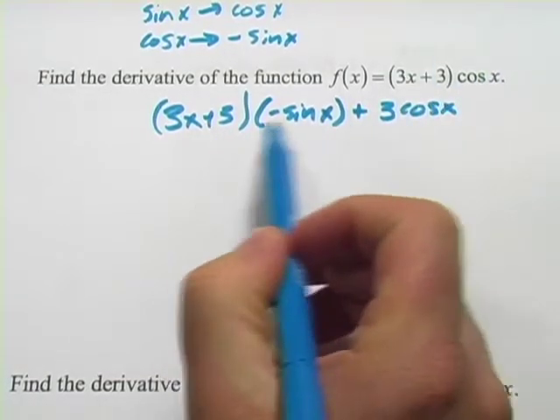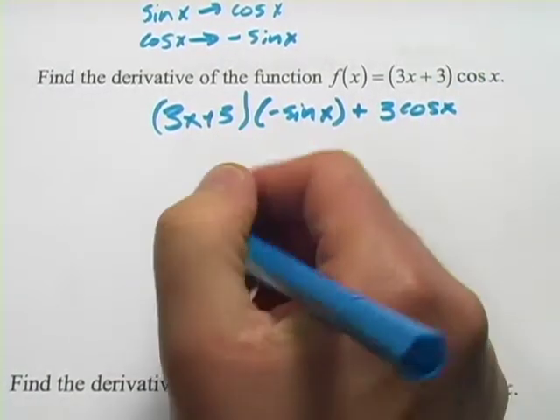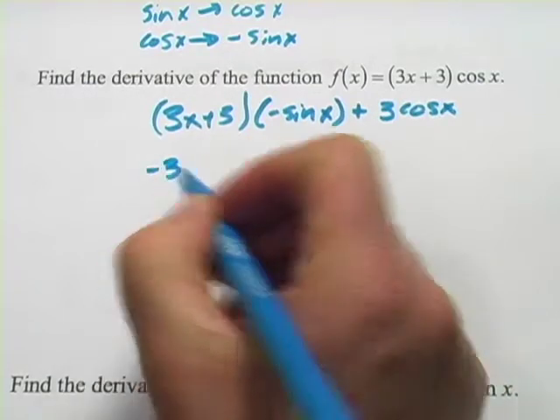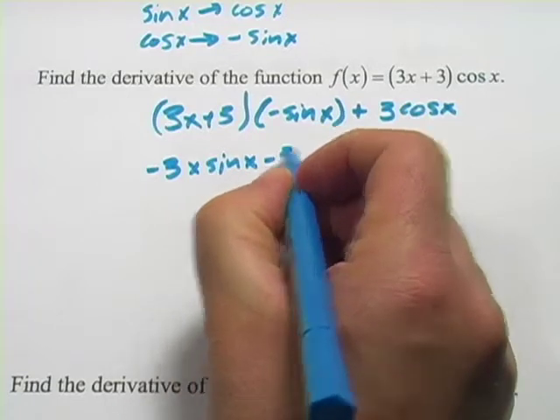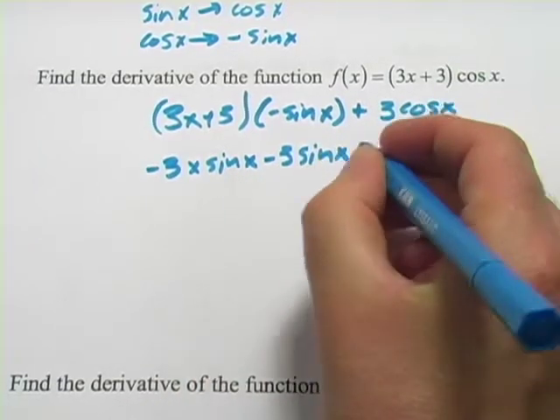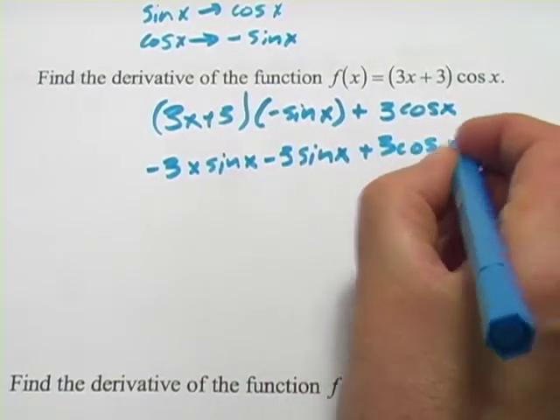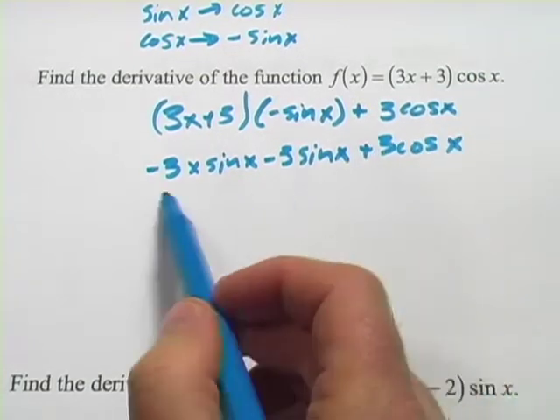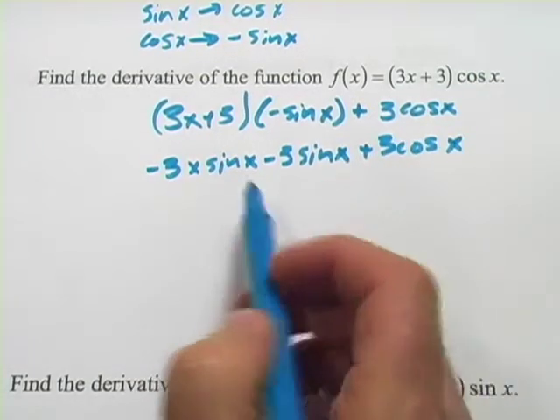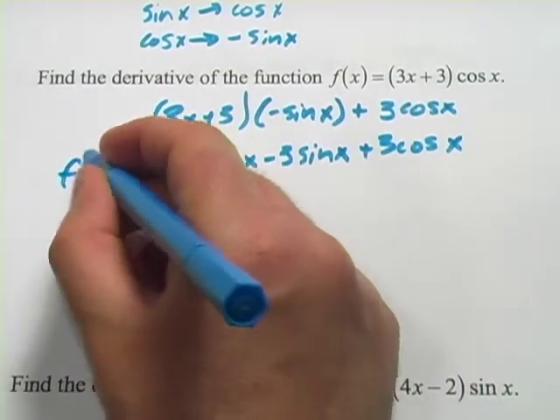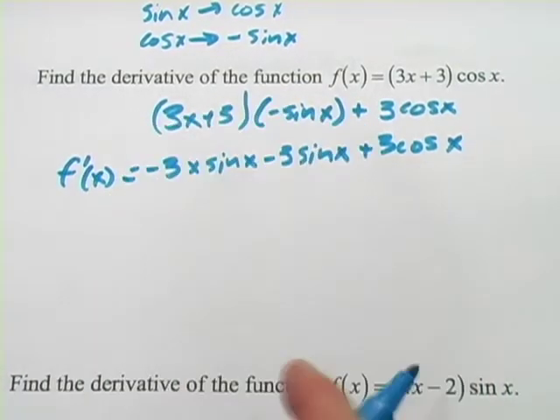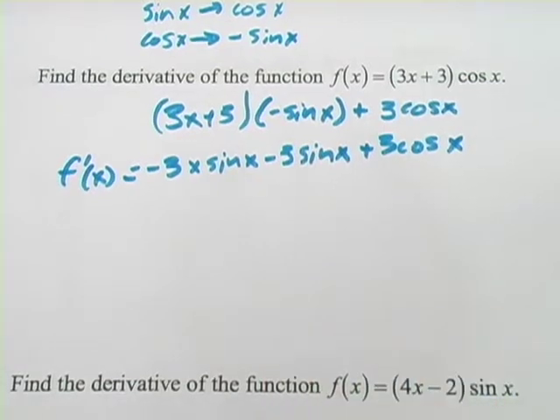So we can multiply through this negative sine x. We'd get negative 3x sine x minus 3 sine x plus 3 cosine x. And maybe that's how we can write the answer. If you want to factor out a 3, you could do that. But this would be an acceptable answer for the derivative. This is f prime of x. All right, let's try another one.